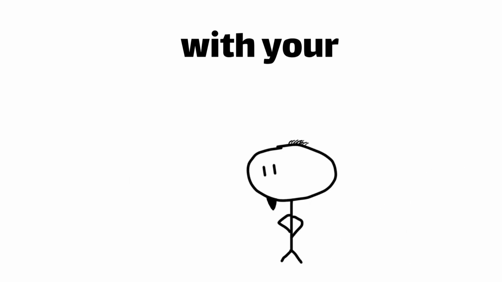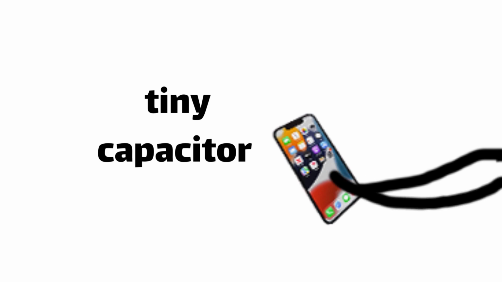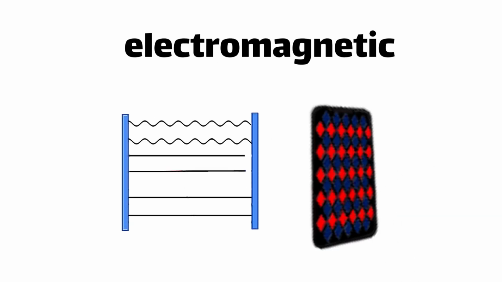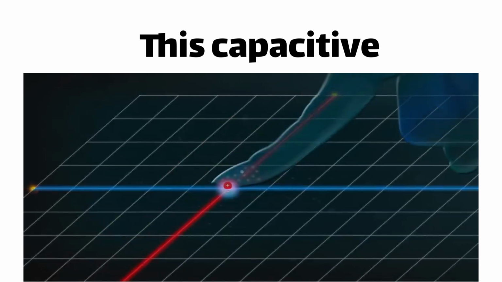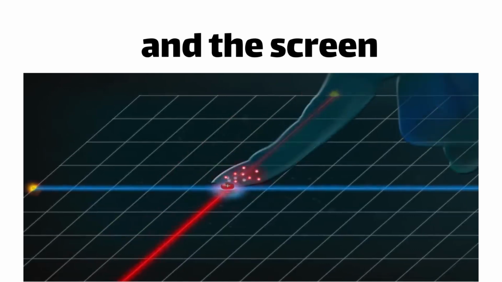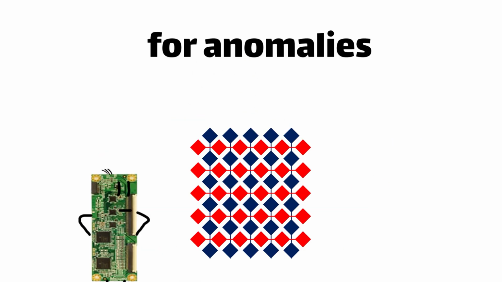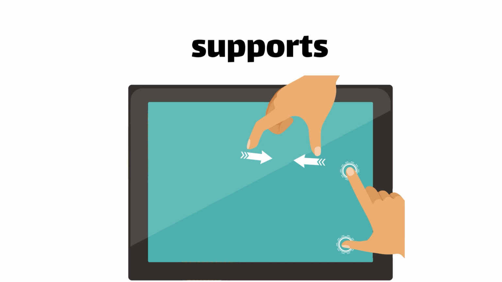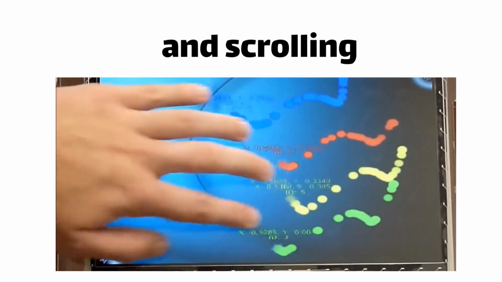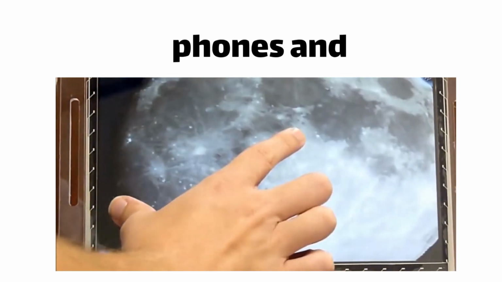When you touch the screen with your bare finger, you create a tiny capacitor at that point that distorts the screen's electromagnetic field. This capacitive coupling between your finger and the screen can be precisely measured and located across the entire grid. In essence, the capacitive touch controller is constantly scanning the grid, looking for anomalies in the energized field that indicate a touch event and its coordinates. And unlike resistive, capacitive touch supports multi-touch input, enabling all those handy pinch, zoom, rotate, and scrolling gestures we take for granted on our phones and tablets.